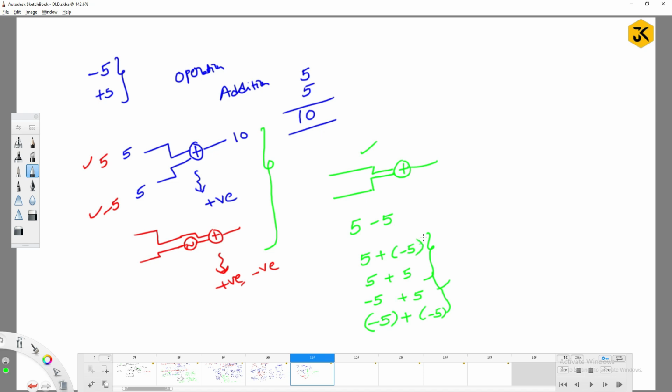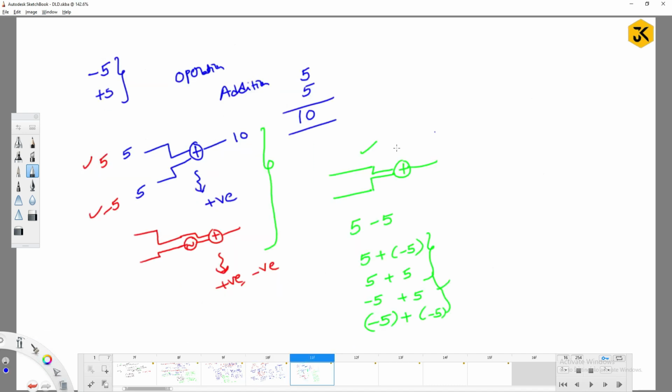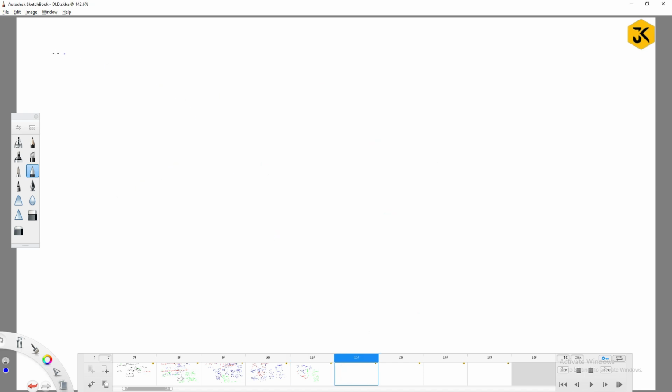Okay, so this is the reason the authors came up with a new solution. That new solution we can call the complement system.